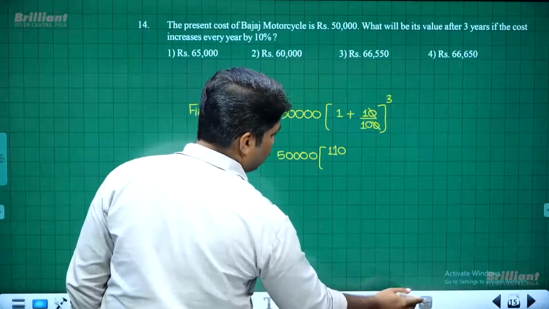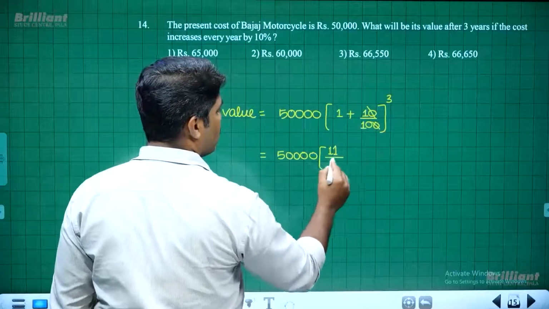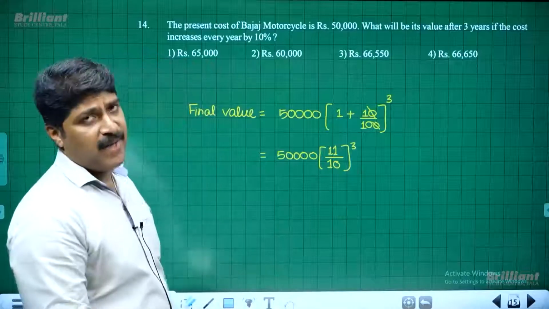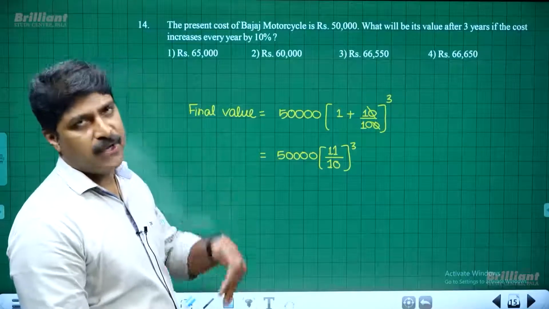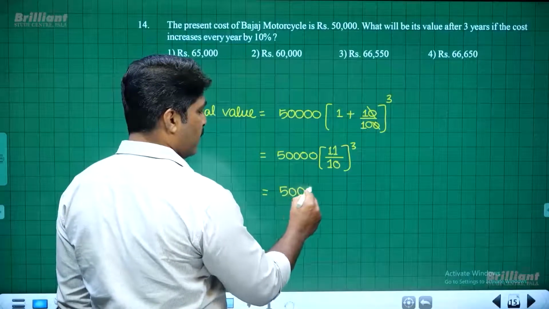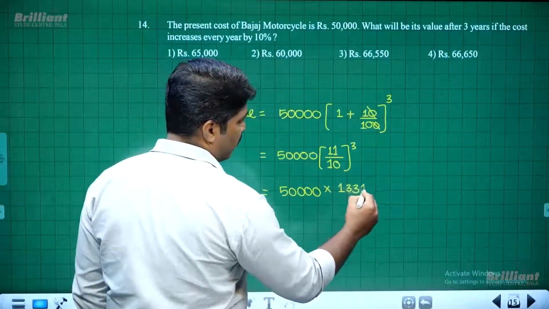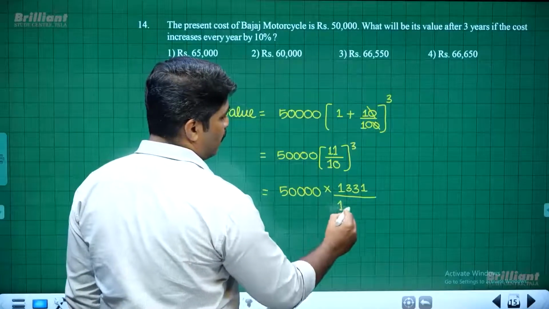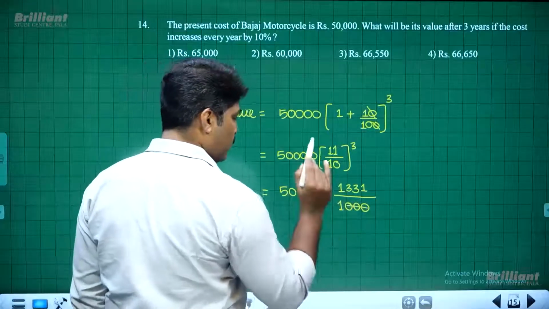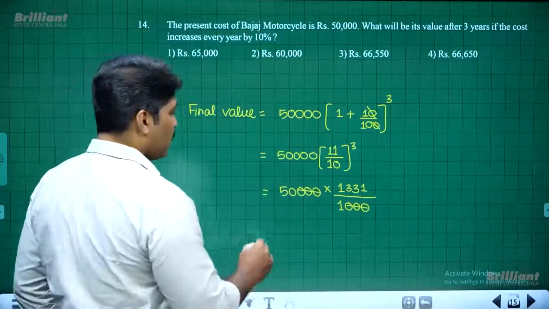So at that time, if you are cancelling the values like this, this is (11 by 10) the whole cube. If you are well aware of what 11 cube is, with the help of that understanding we can reach the conclusion here. 11 cube is 1331. What is 10 cube? That is 1000. So you just simplify it. These 3 zeros, 3 zeros, so this is simply 50 into 1331.